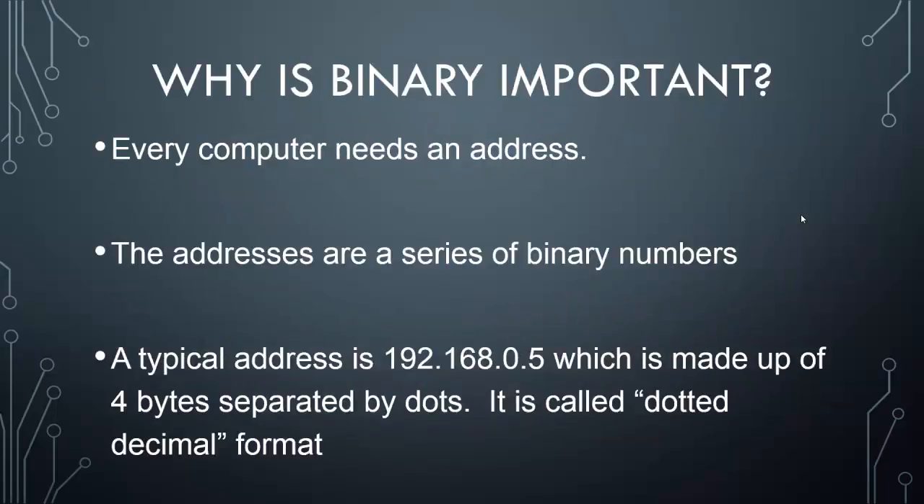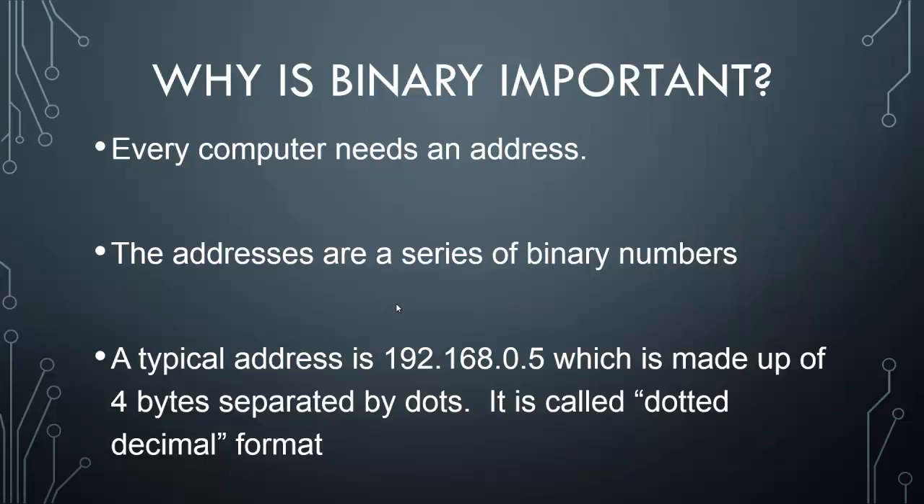Alright, so why is binary important? Every computer needs an address. If your computer doesn't have an address, it actually gives itself one. And the address is a series of binary numbers. So a typical computer address is like this: 192.168.0.5. That's made up of 4 bytes separated by dots. And because it's like that, it's referred to as dotted decimal format.